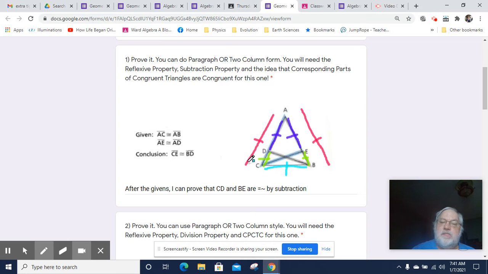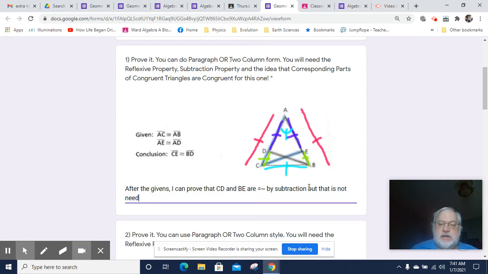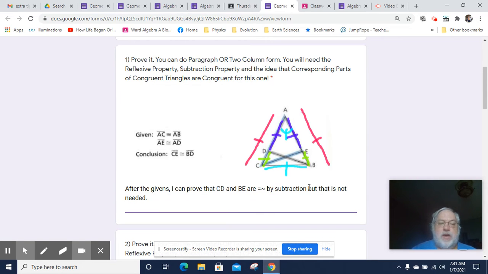Here's the trick. This angle is congruent to itself. Because this angle is congruent to itself, I can say side, angle. I didn't even need this side. That was extra. So I'm just going to make a note, but that is not needed. So the simpler way is just to say angle A is congruent to angle A by reflexive.